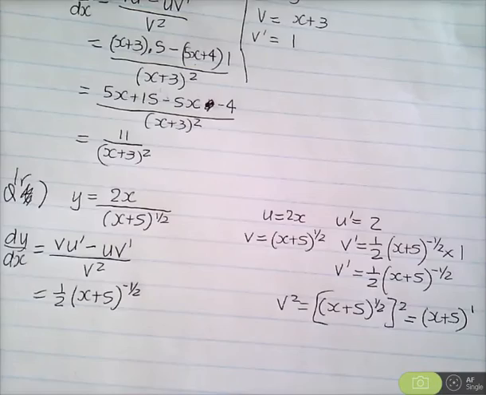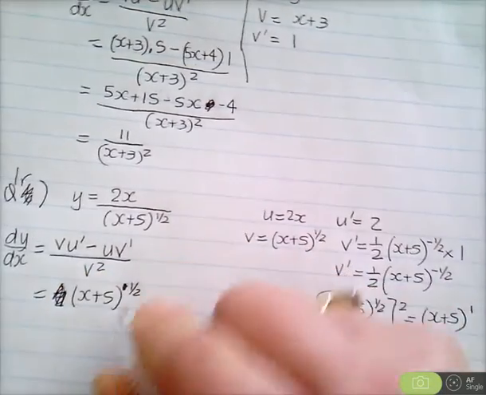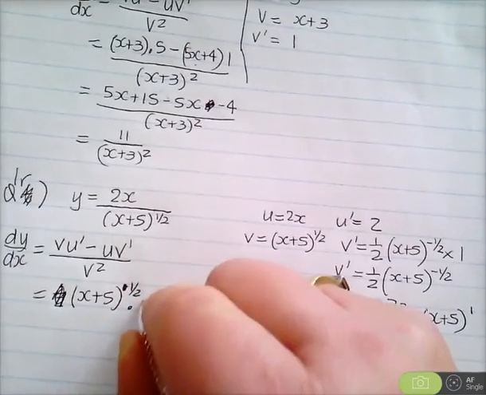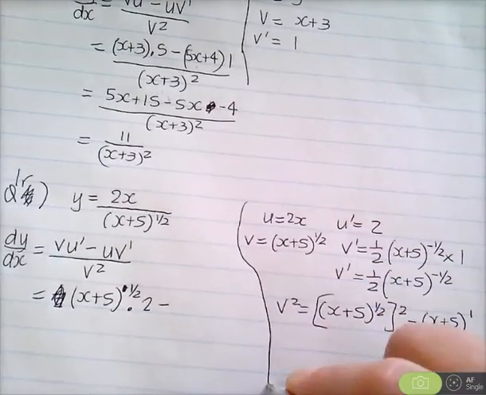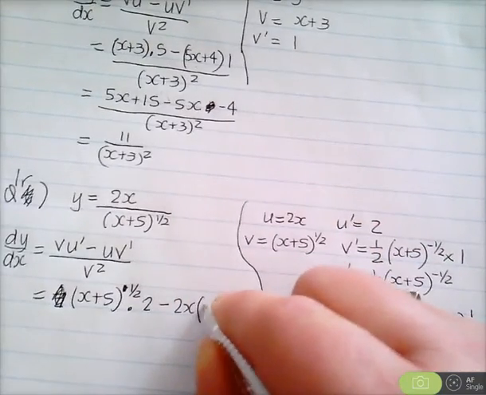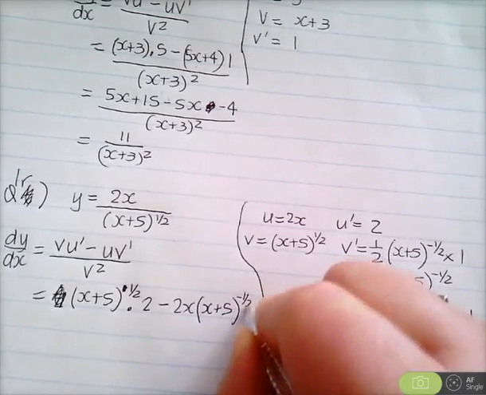That's V. That's V. Sorry, times 2 minus 2x. U is 2x times x plus 5. No, I've missed the half. Give me tape.